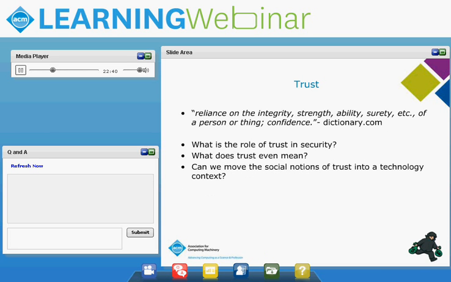And then there's also the social notion of trust. I trust someone because I know them. When I see them, I know who they are, and I have some relationship with them. That means that I now trust them. Trust has been defined in the dictionary as reliance on the integrity, strength, ability, surety, etc. of a person or thing; confidence.